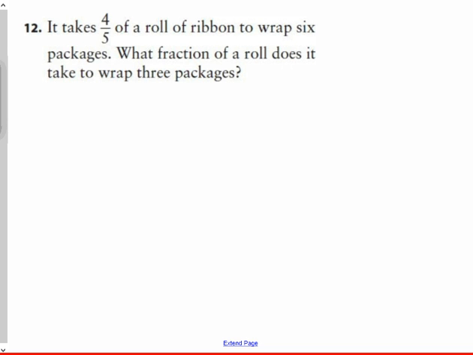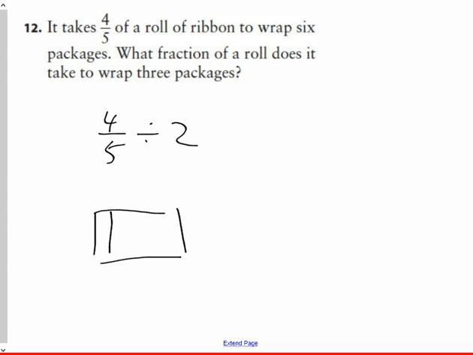All right, let's try this again. So 4/5 makes 6 packages. So if I want to make 3 packages, how much of that 4/5 do I need? Half as much or twice as much or 3 times as much? If this makes 6, how much of that does it take to make 3? Half as much. How do I make half using division? Divide by 2. So there's our question.